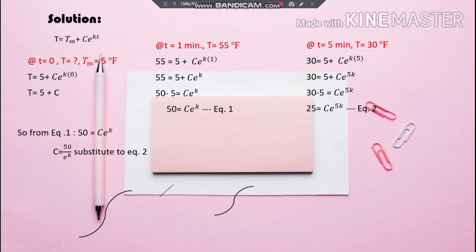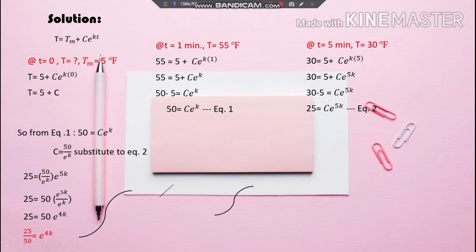From equation 1, 50 is equal to c times e raised to k. Let's substitute into equation 2, where c is equal to 50 over e raised to k. So 25 is equal to the quantity 50 over e raised to k, times e raised to 5k. 25 is equal to 50 times the quantity e raised to 5k over e raised to k. So 25 is equal to 50 e raised to 4k.